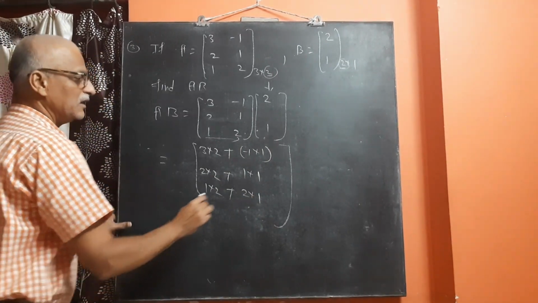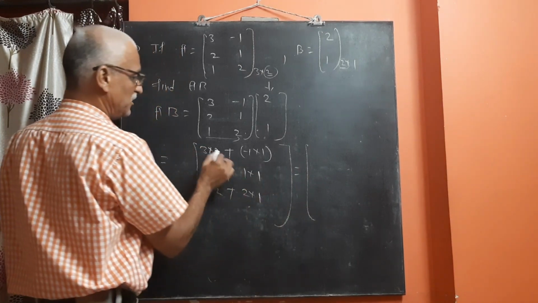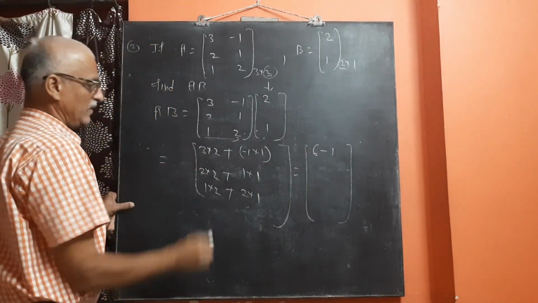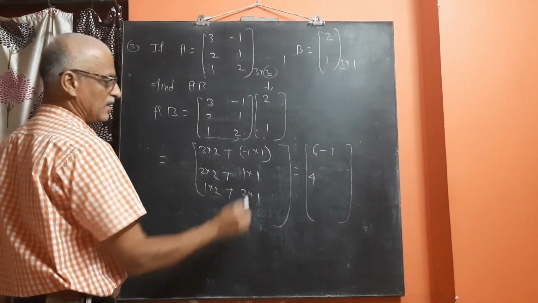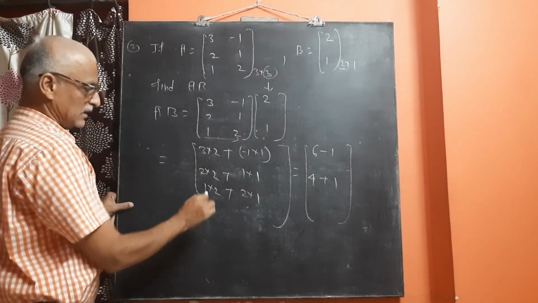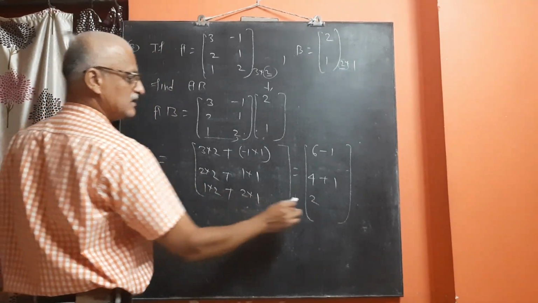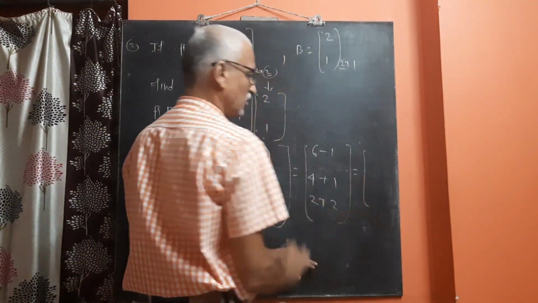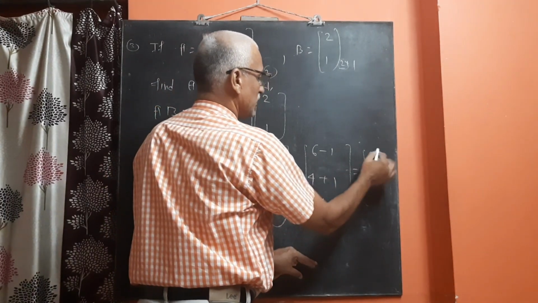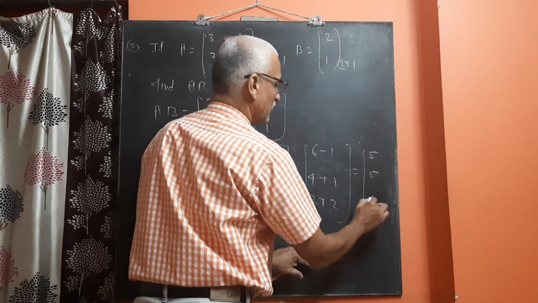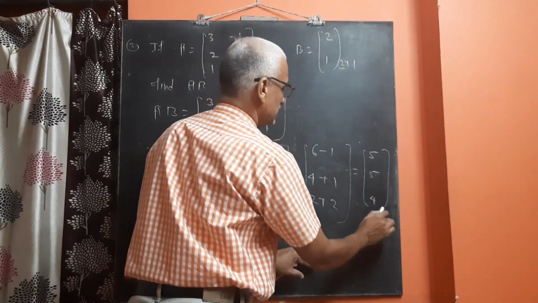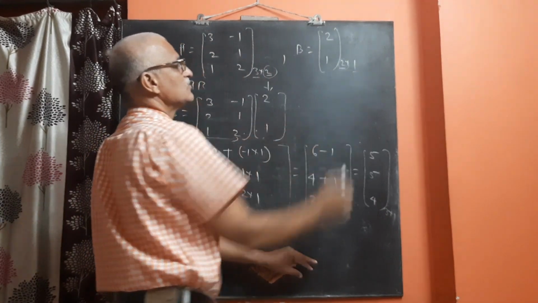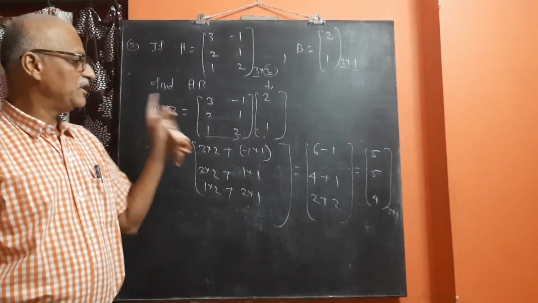If we simplify it, we get this equals to 3 into 2, that is 6, minus 1 into 1, that is minus 1. 2 into 2, 4, plus 1 into 1, 1. 1 into 2, 2 plus 2 into 1, that is 2, and which is equals to column matrix 6 minus 1 is 5, 4 plus 1 is 5, 2 plus 2 is 4, and the order of this matrix is 3 by 1. देखो आपका रिमेनिंग क्या है, यहाँ पे 3 है and this is 1. So the order of matrix AB is 3 by 1.